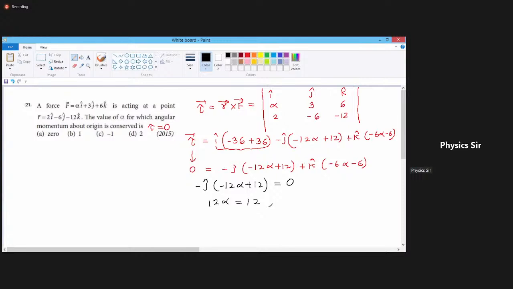So 12 alpha is equal to 12. Minus 12 alpha, I'm sorry, minus 12 alpha is 12, and this alpha is minus 1. From this side also, if we solve, we get the same thing. This minus 6 alpha minus 6 is 0. Therefore, alpha is minus 1. So the value of alpha is minus 1.